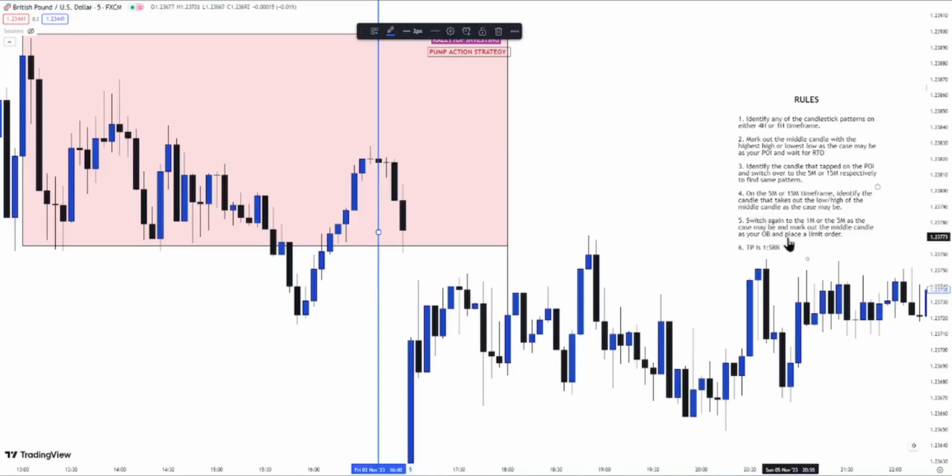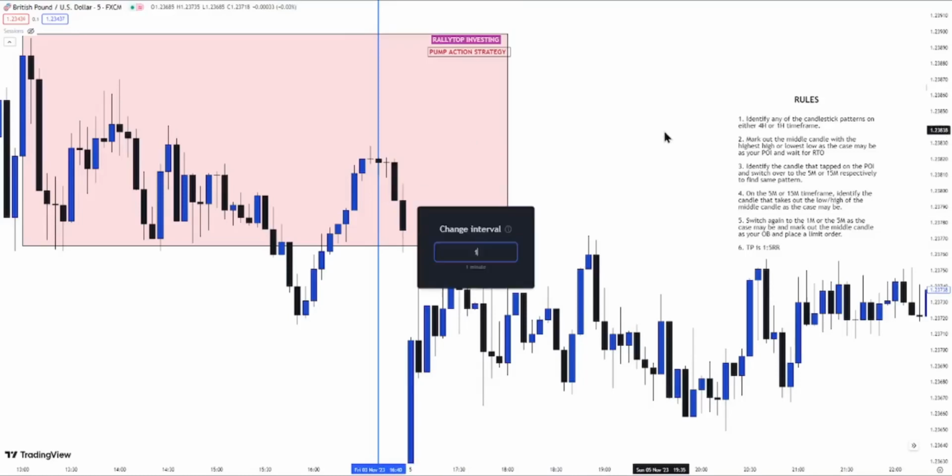Then rule 5 says, switch again to the 1M or the 5M, as the case may be, and mark out the middle candle as your POI and place a limit order. So let's get to the 1M now. This is the 5M. When we get to the 1M, we want to look for opportunities on the right hand side of this vertical line. All right. So let's get to the 1M and see.